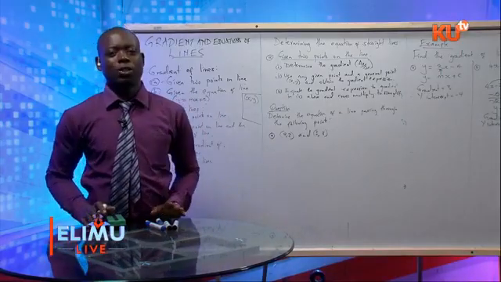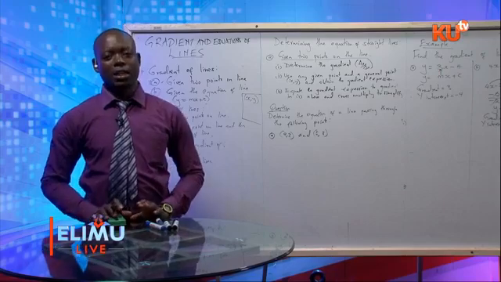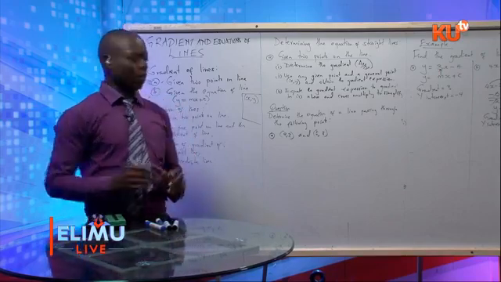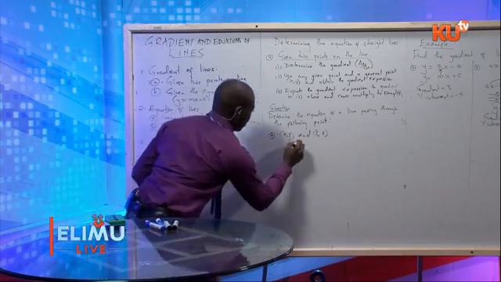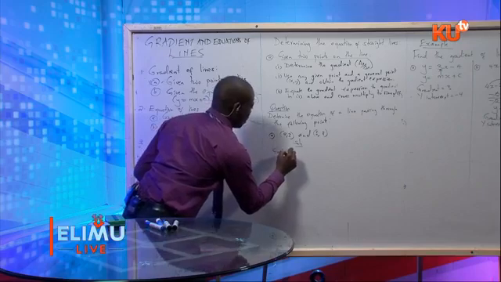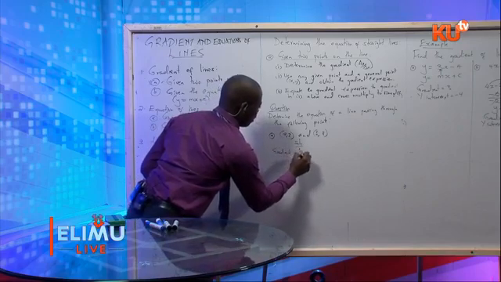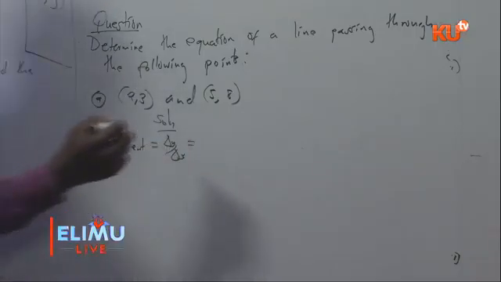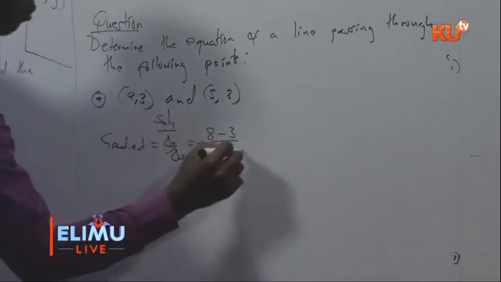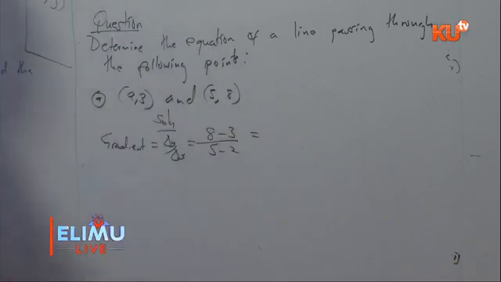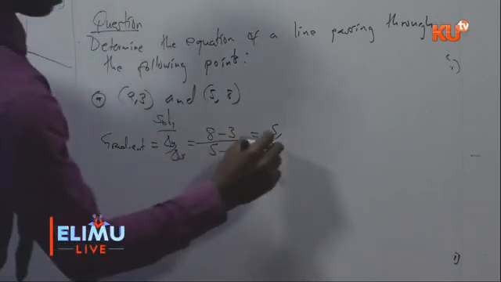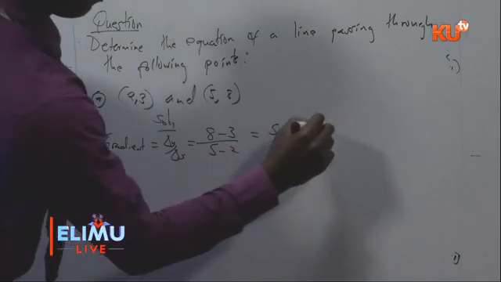So the first task that you do is obtain the gradient using change in y over change in x. So let's do it. Solution, gradient is equal to the change in y over the change in x, which will be 8 less 3 over 5 less 2. 8 less 3, that is 5. 5 less 2, that is 3. So our gradient is 5 over 3.